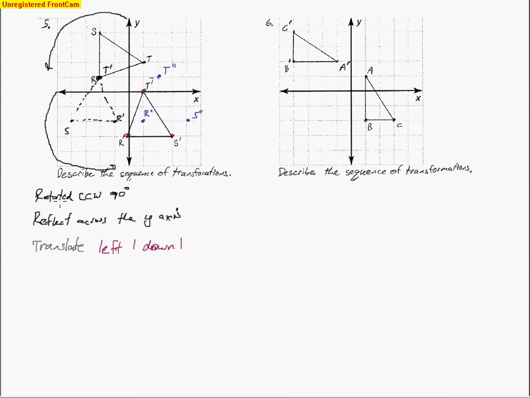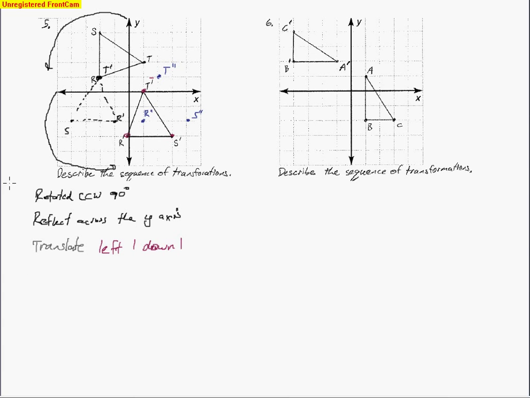I would end up having to rotate clockwise 90 degrees, and then I'd end up having to reflect over the x-axis, because it would end up being over this side, and then I'd have to flip it over so it's on top rather than the bottom.